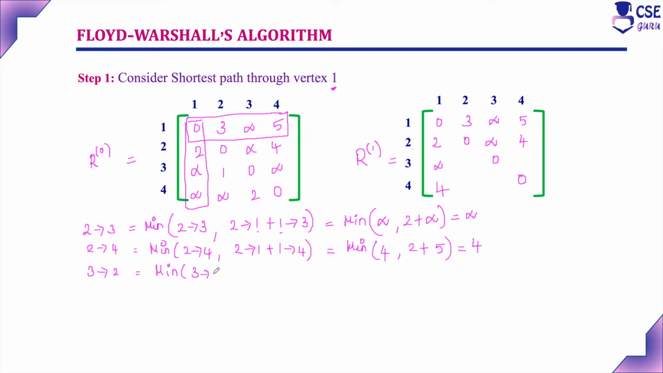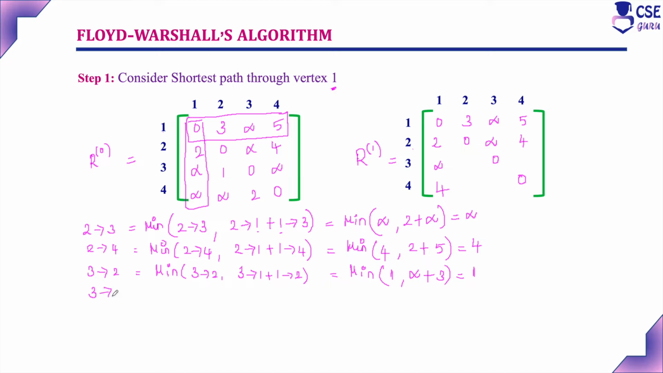Next is 3 to 2. Minimum of 3 to 2, comma, through the vertex 1. So 3 to 1 plus 1 to 2. So we will get it as 3 to 2, the distance is already 1. And 3 to 1, if we are considering, the distance is infinite, plus 1 to 2, the distance is 3. So the minimum value is 1 only.